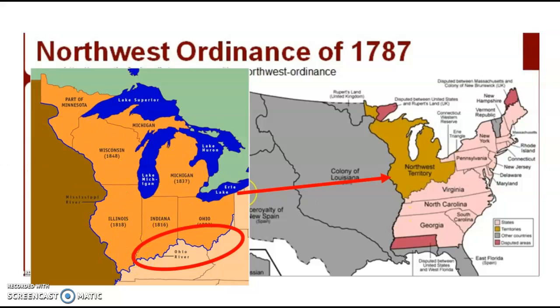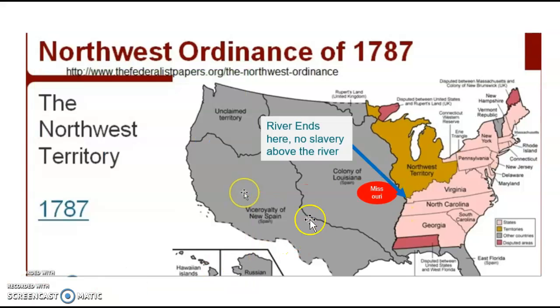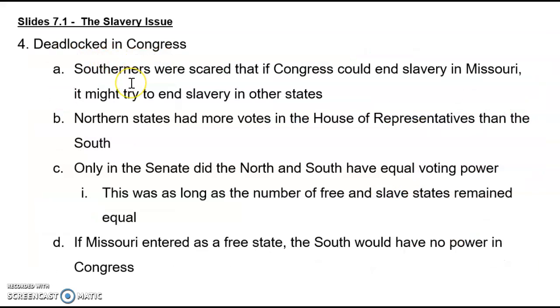So the argument that they're having with Missouri now is that Missouri is located on this side of the river. It's not located in this territory. So there's no law saying how this territory has to become a state. So Congress is going to be in deadlock. They're going to be debating this for a while.